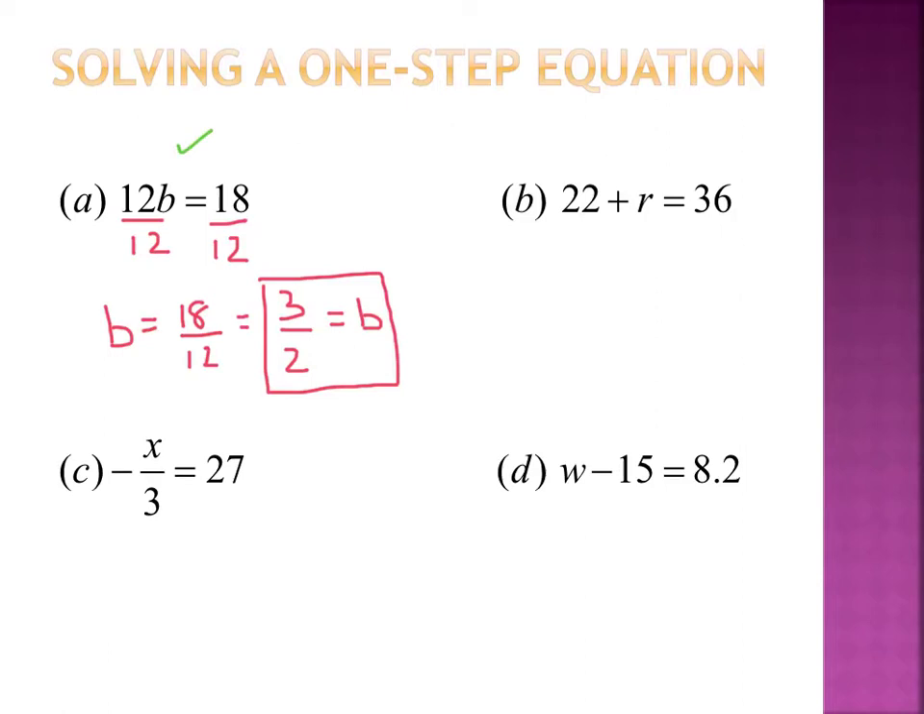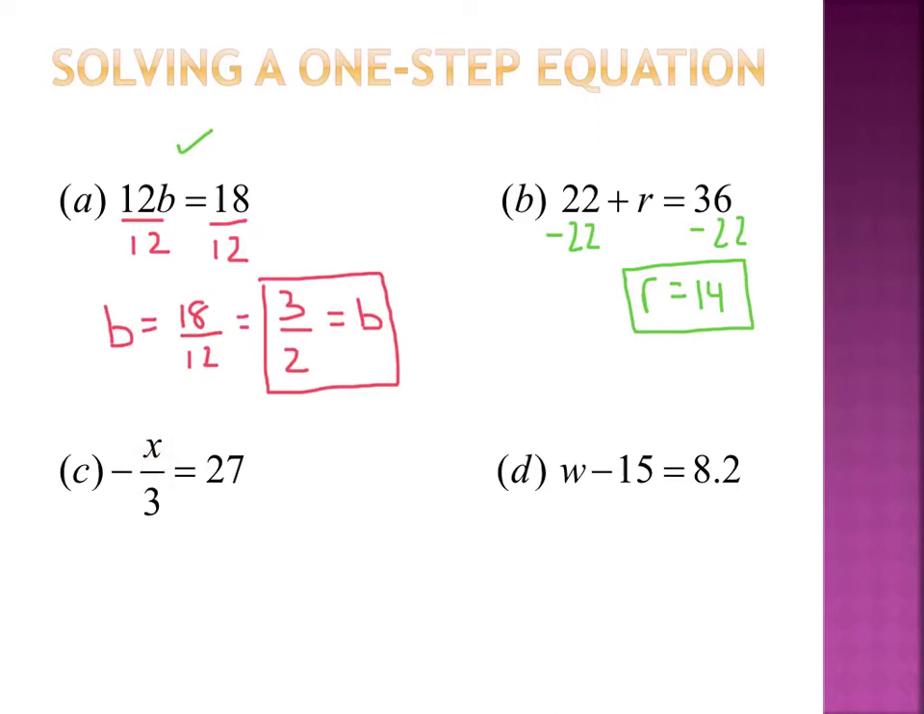For b, 22 plus r equals 36. I have addition going on right here, so in order to undo that addition, I'm going to take away or subtract 22 from each side. So r is going to equal 14, and you can plug that in and see that it makes a true statement also.